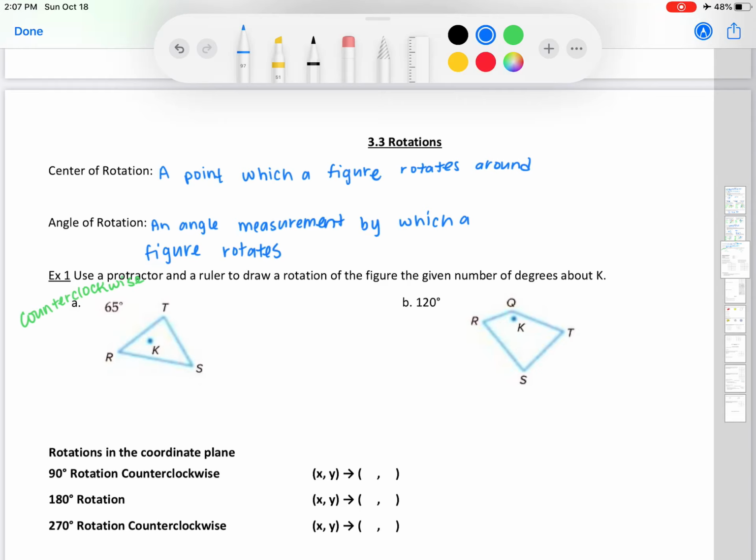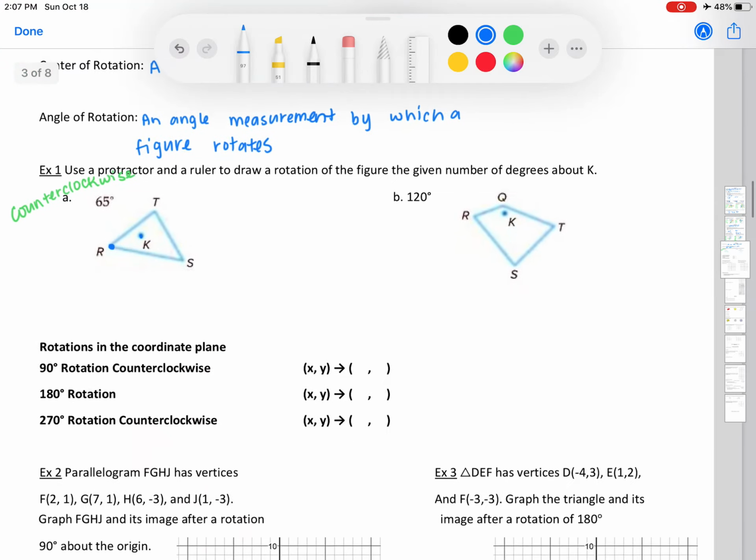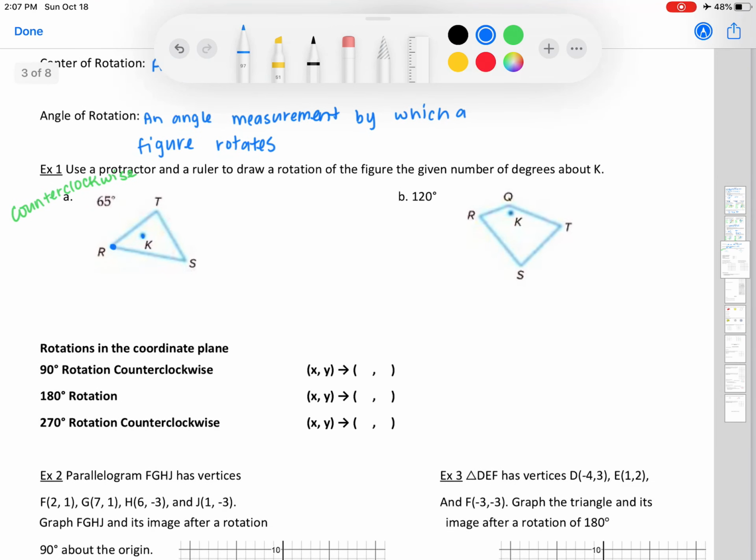So on part A, it says that we are rotating 65 degrees, and it looks like point K here is my center of rotation. So if I'm going counterclockwise, I would start with point R, and I want to go 65 degrees. Okay, so I would want to use a protractor to do this. I know that going straight up and down would be 90, so this is going to be an acute rotation. So based on this, I'm going to rotate this point 65 degrees counterclockwise.